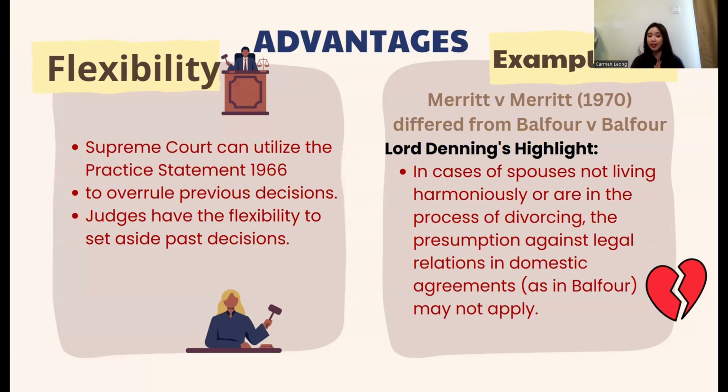Wait, this can also be a disadvantage, but let me explain why I chose this case. So basically, in this case, the court distinguished this case from Balfour v Balfour by pointing out that the Merritts were separated when they signed their agreement. Lord Denning highlighted that when spouses are not living harmoniously or are in the process of divorcing, the presumption against legal relations in domestic agreements as established in Balfour does not always apply. Now that I've ended my discussion, I'll hand it over to my friend Abby.